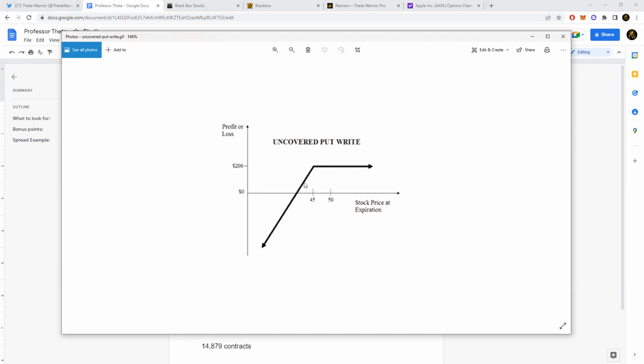So if it's 44, they make $100. If it's 45, they make $200. If it's 50, they make $200. If it's 60 or 100 or 1,000, they always make $200. You can only make what you collect in the beginning. So this is the graph of how put writing works. Keep in mind, uncovered, you technically have risk down to 0.